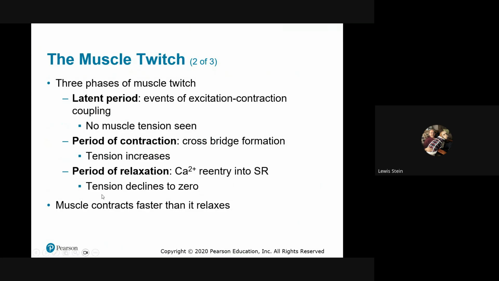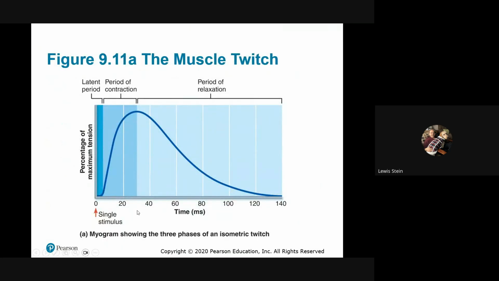So it goes from contraction to relaxation, and it always contracts faster than it relaxes. Voila. That's what this shows. Here's the stimulus, whatever this was, milliseconds. So maybe this was 2, 3, 5 milliseconds.